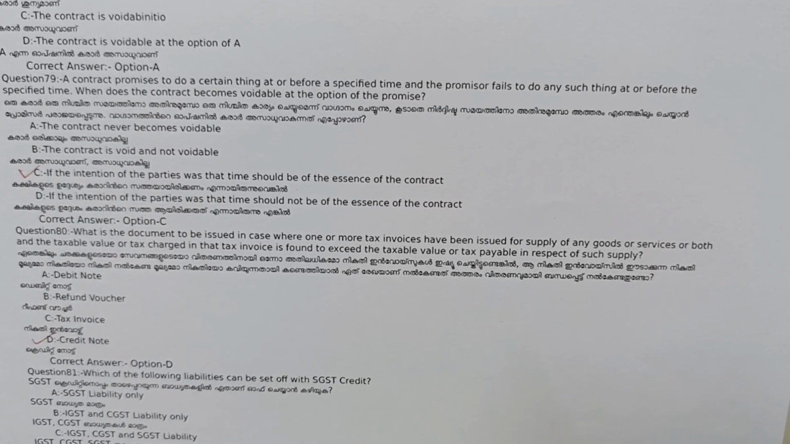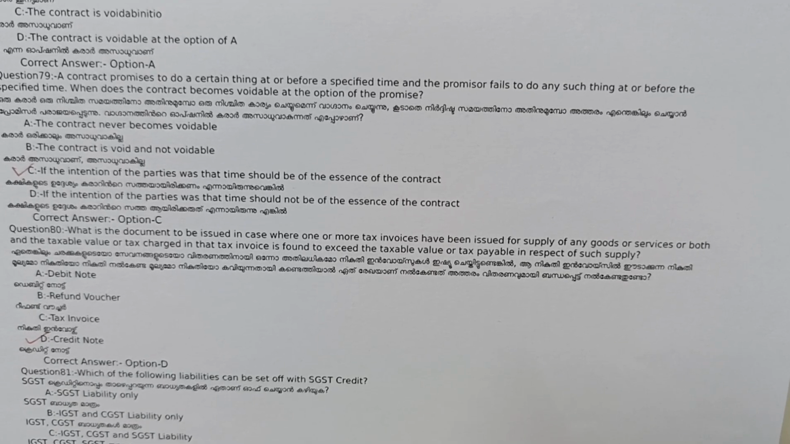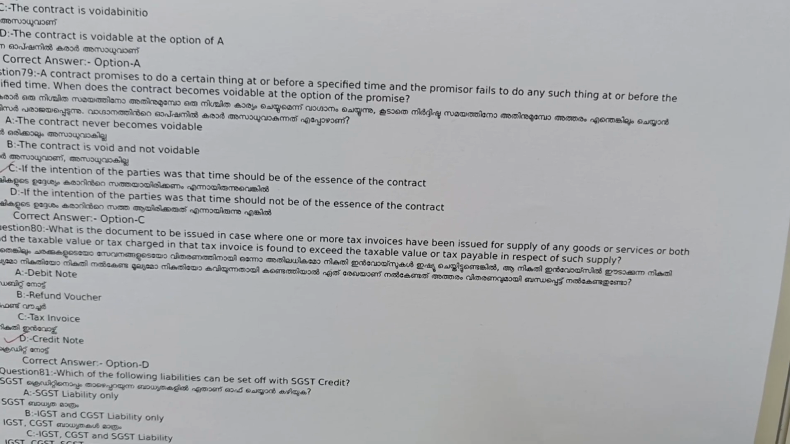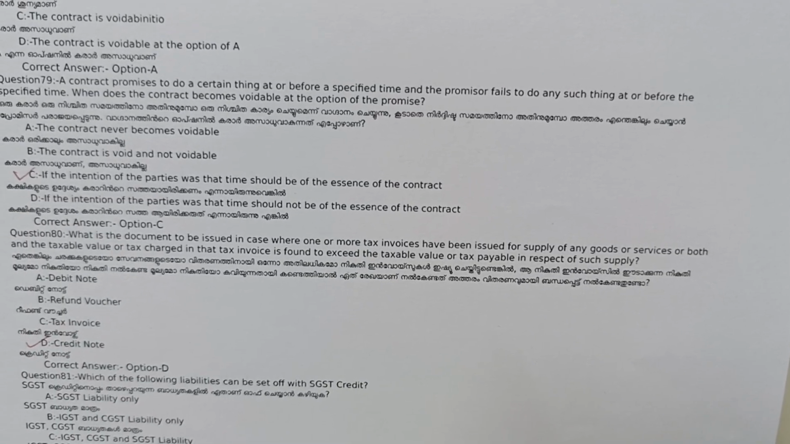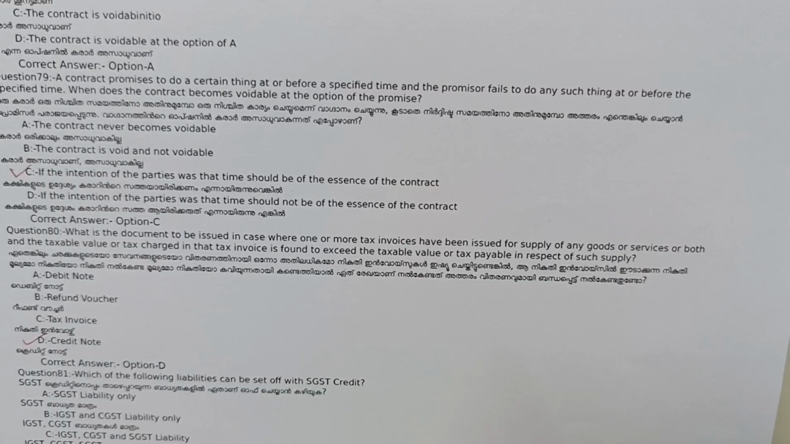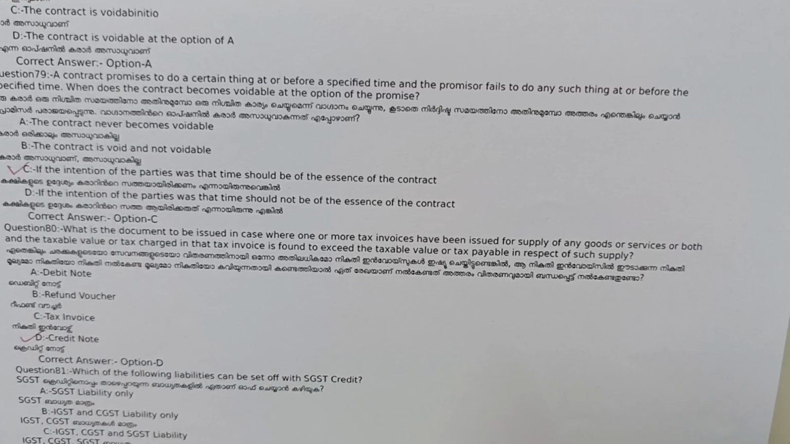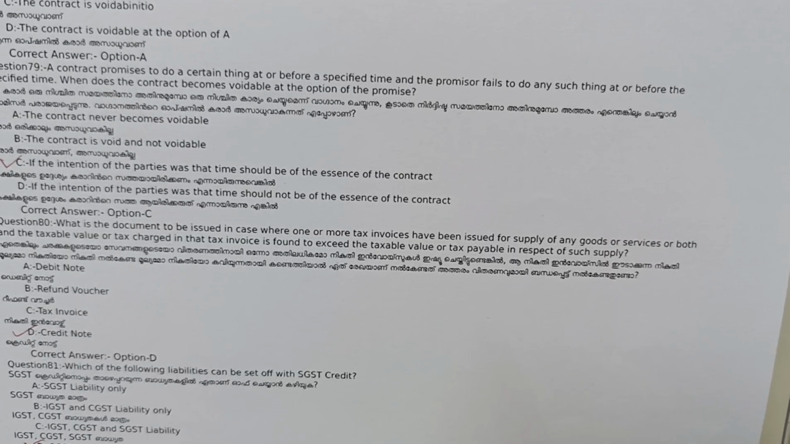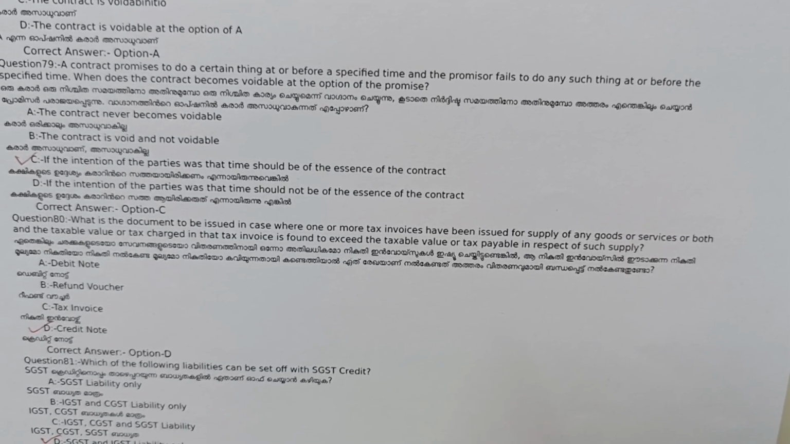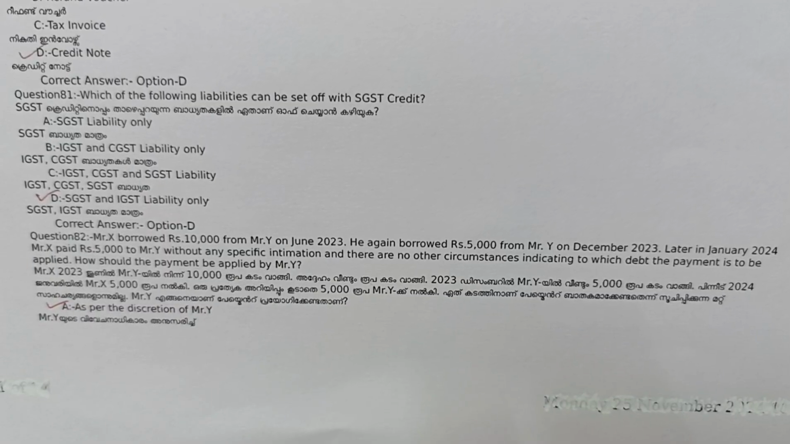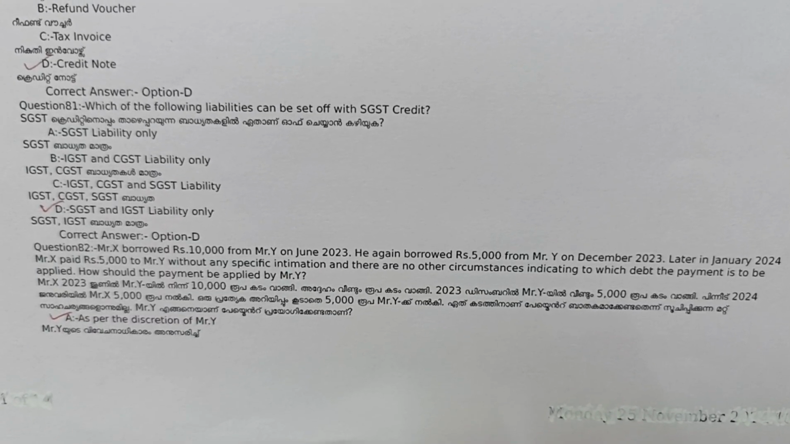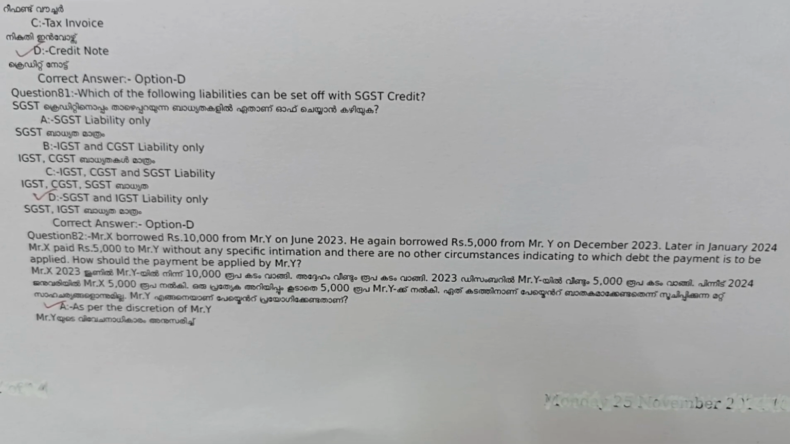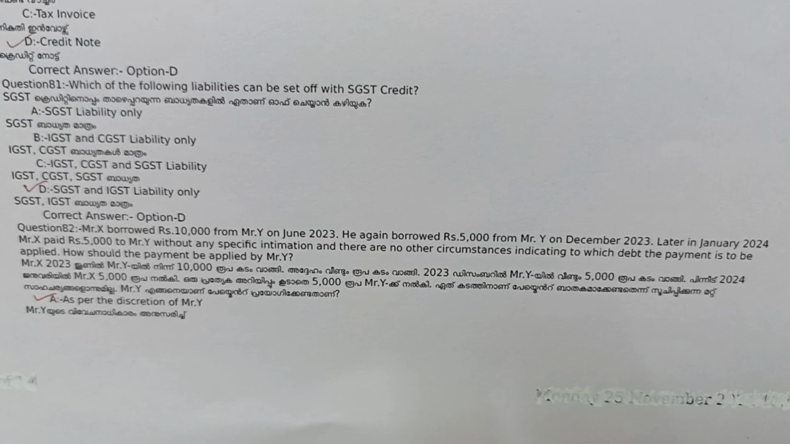Question number 80. What is the document to be issued in case where one or more tax invoices have been issued for supply of any goods or services or both, and the taxable value or tax charged in that tax invoice is found to exceed the taxable value or tax payable in respect of such supply? Answer: credit note. Question number 81. Which of the following liabilities can be set off with SGST credit? Answer option D: SGST and IGST liability only.